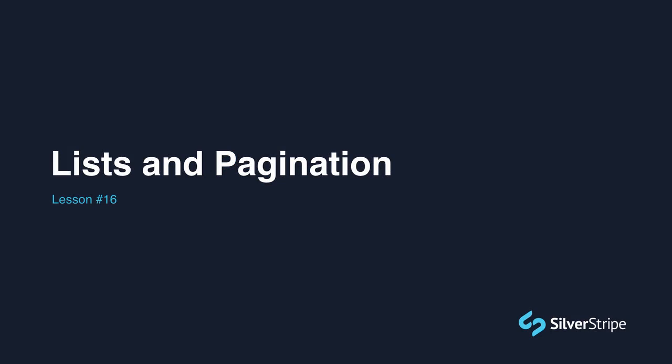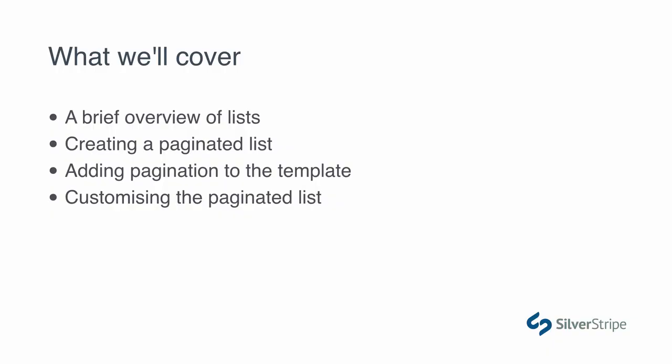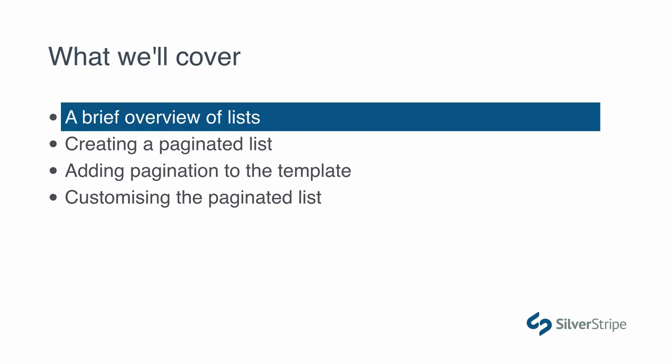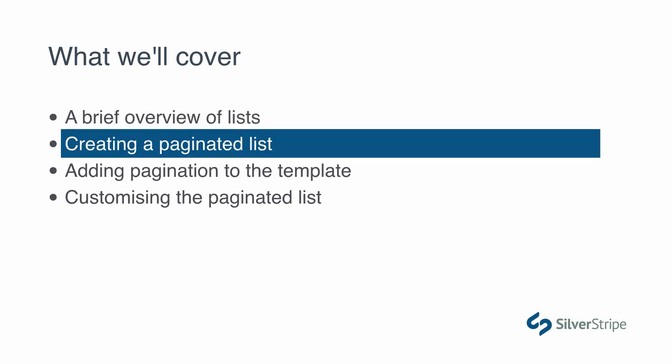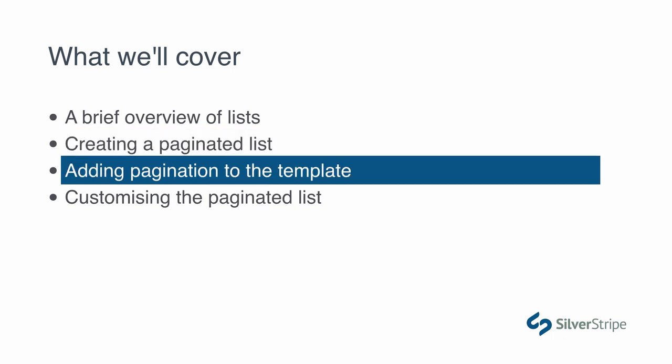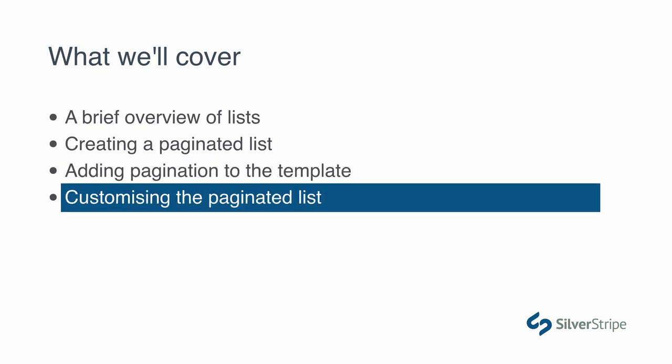In this episode, we're going to be talking about different kinds of lists in SilverStripe, and specifically we're going to add pagination to our list. So just a bit about what we'll cover here. First, we'll do that brief overview of the different kinds of lists in SilverStripe. Then we'll create that paginated list. We will bring that paginated list into the template and create some pagination links. And lastly, we'll customize it a bit.